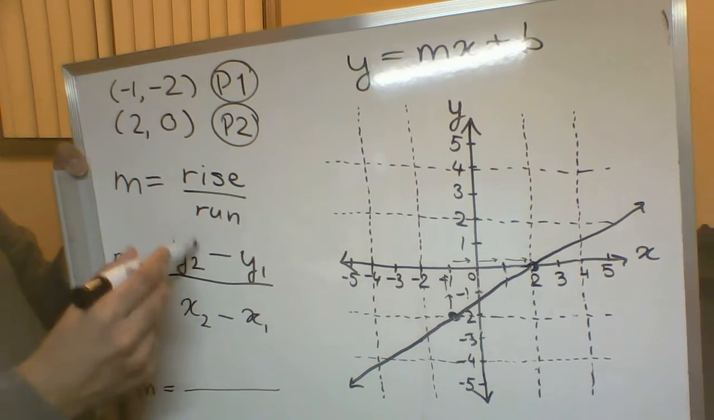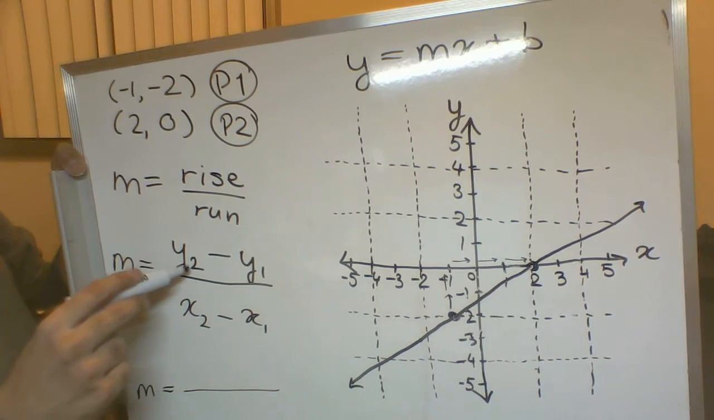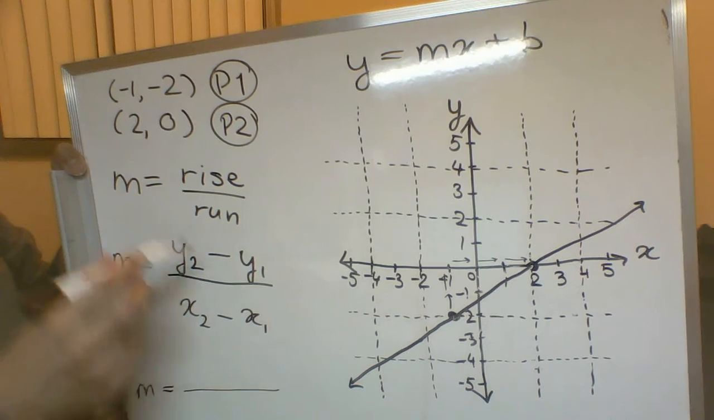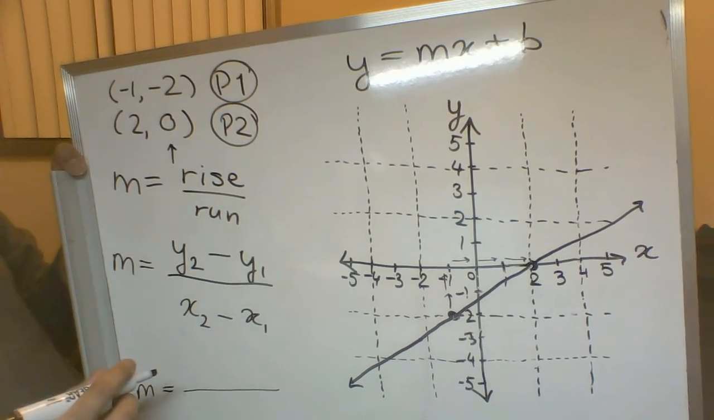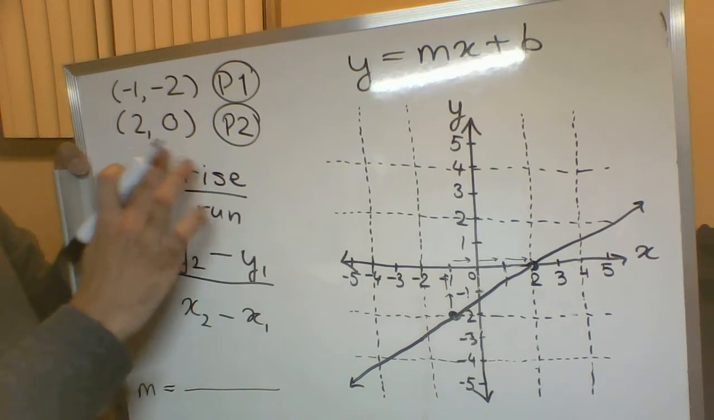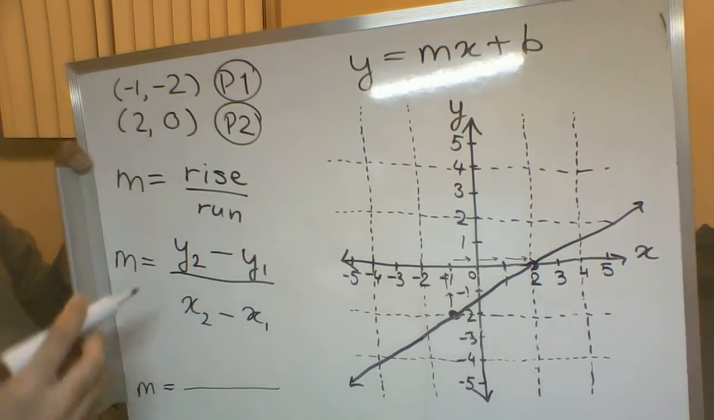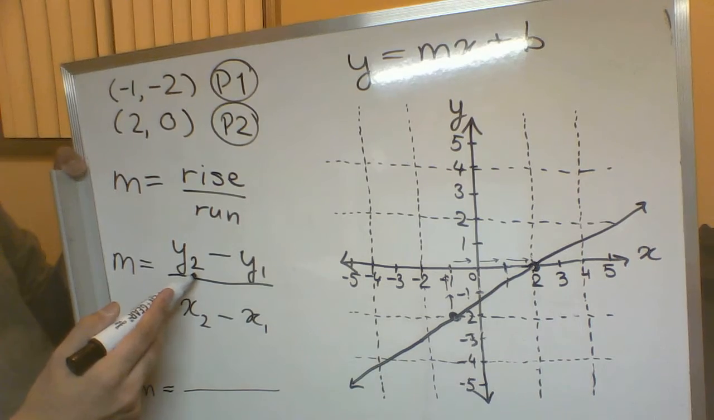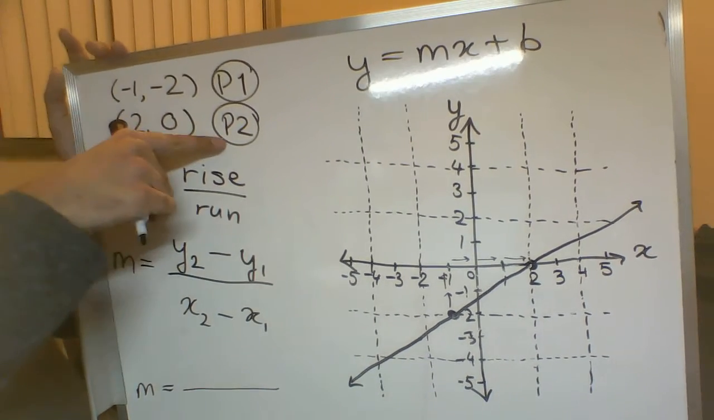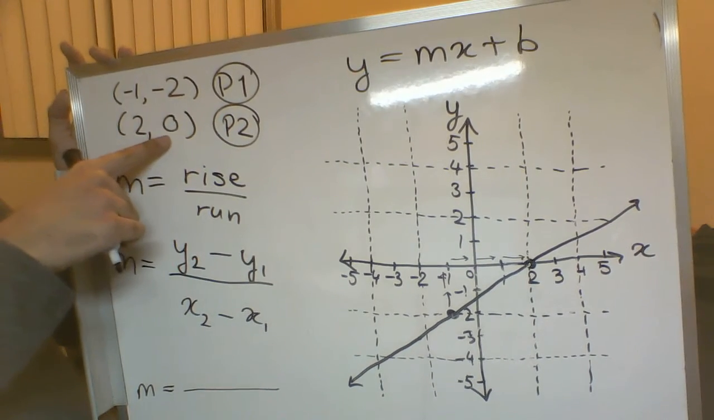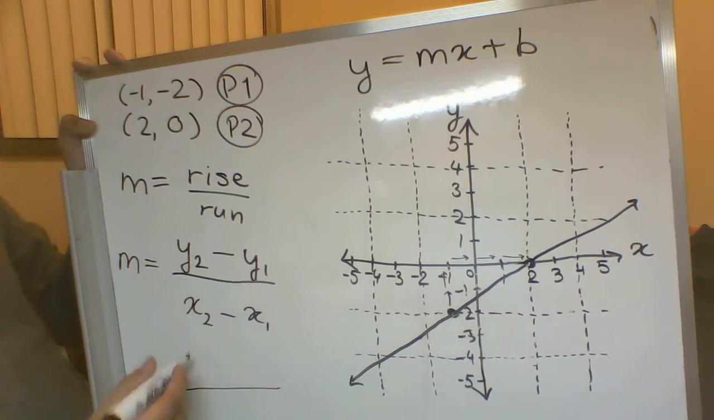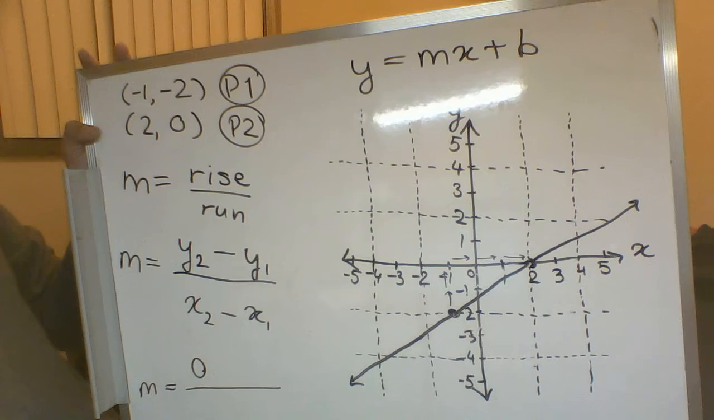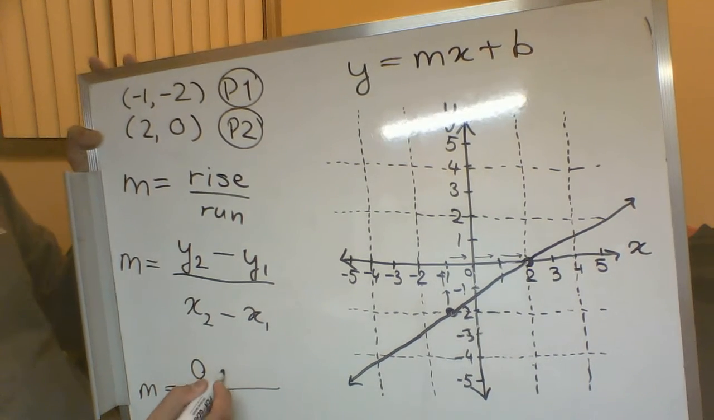y2 is the y-coordinate of the second point. Our y-coordinate is always going to be that second number in the pair, so it's either the 0 or the -2, but it's the y-coordinate of the second point. So we find point 2, and then we find its y-coordinate, which gives us 0. In place of y2, I'm going to put a 0. Then we put a minus sign.